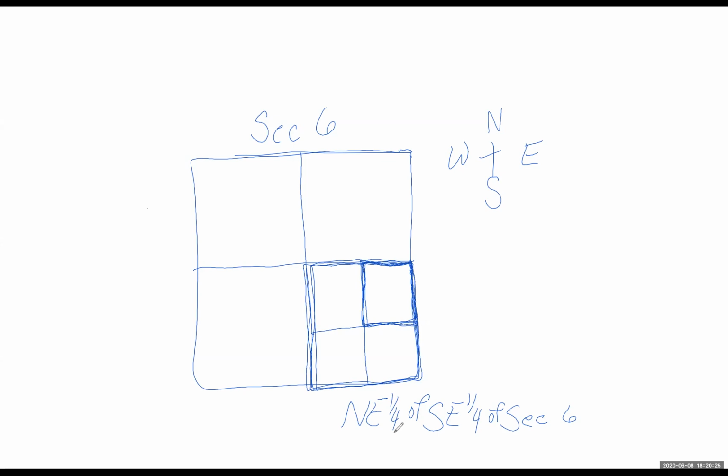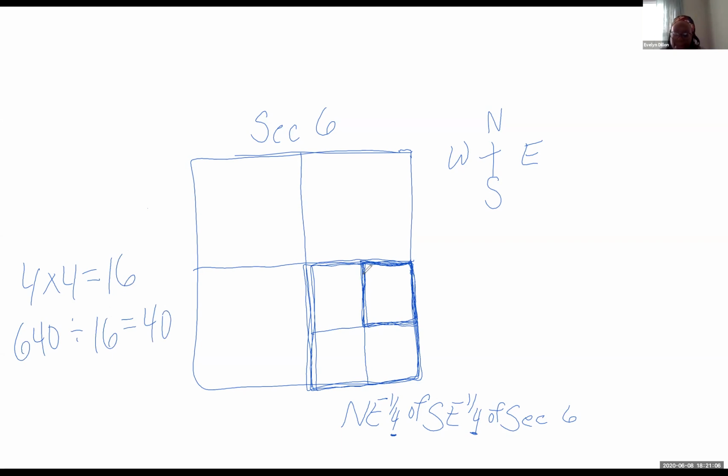Well, the shortcut is that you take these denominators. You see how we have northeast 1/4, and the first denominator there is a 4. Then you take the next denominator, and because it's down the line, you multiply it. So 4 times 4 is what? 16. And then you take 640 acres divided by 16, and what do you get? 40. All right. So that's 40 acres.